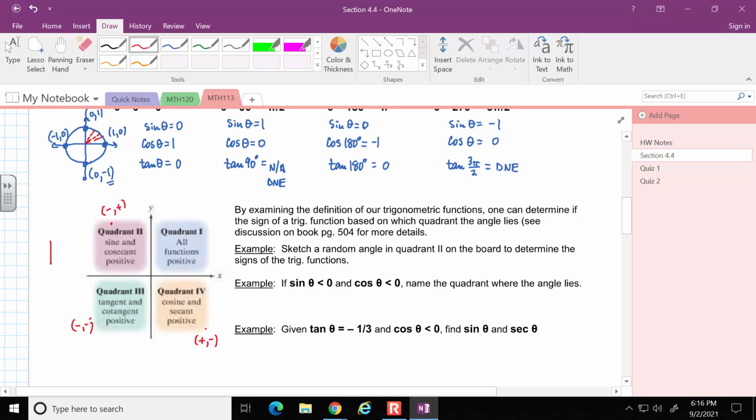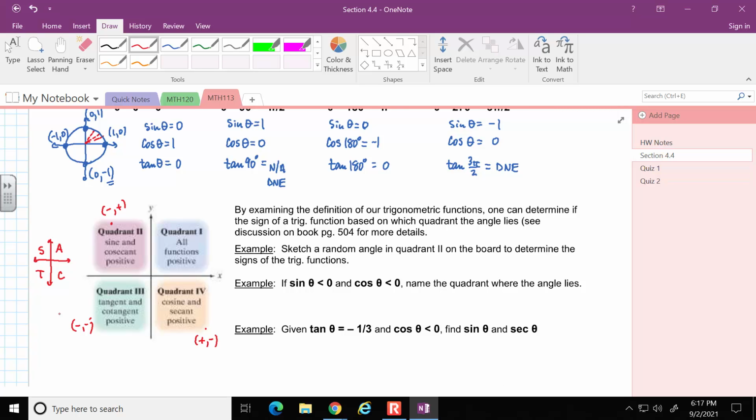Really, the way this is usually remembered is you'll see a little thing that looks like this, and you're going to see A for all functions, S for sine and cosecant, T for tangent and cotangent, and C for cosine and secant, ASTC. That way you can remember for quadrant 1, 2, 3, 4, which functions are going to be positive and which ones are going to be negative. And we're going to use that at some point. We're getting it. Okay, sketch a random angle in quadrant 2 on the board to determine the signs of the trig functions. Well, we've kind of done that, so I'm going to skip past that.